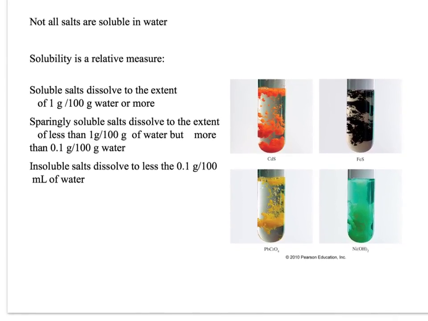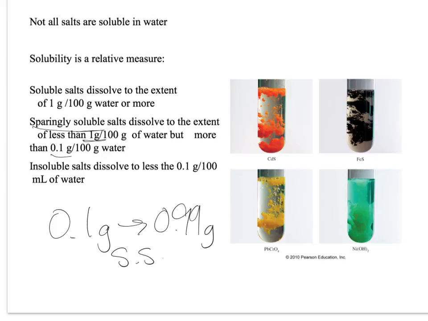Now, what you might not know is that not all salts are soluble in water. Typically, we say salts are all soluble. They're not. It depends on the salt. Solubility is a relative measure. So, for instance, soluble salts dissolve to the extent of 1 gram per every 100 grams of water or more. We saw the 40 grams, for instance, for sodium chloride at that particular temperature. We would say something is sparingly soluble, which means just a little bit would dissolve, if the number is less than 1 gram per 100 grams of water, but more than 0.1 grams. So somewhere between 0.1 grams and basically 0.99999 grams, we would call that sparingly soluble, so just a little bit.